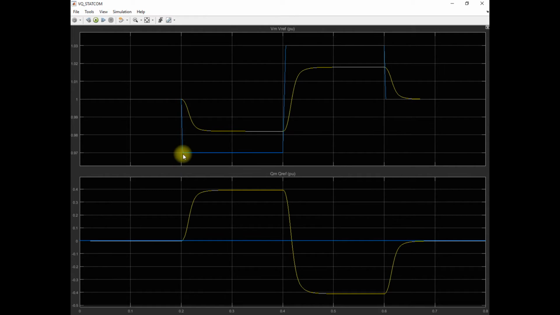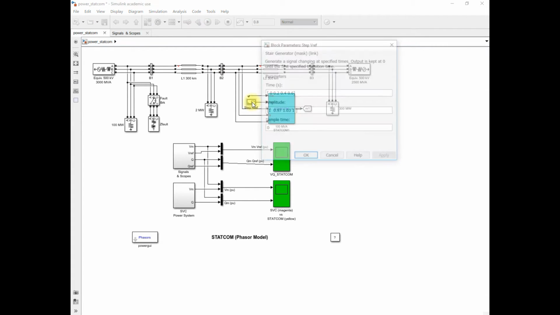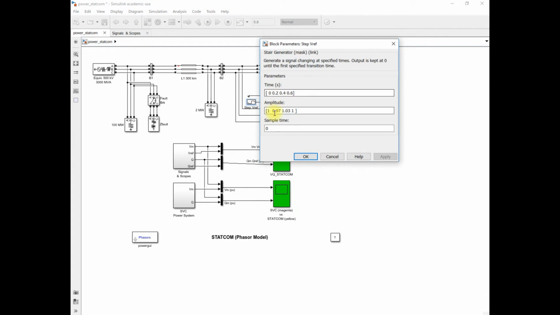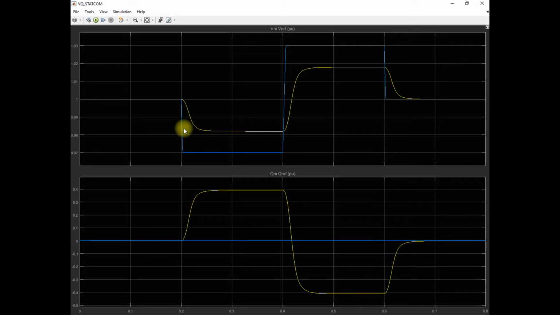This V reference is set, as you know, in the model here, at 0.2 seconds to 0.97 per unit. Based on the V reference, this STATCOM injects or absorbs reactive power. As the V reference is changed, the actual voltage at bus B2 also changes, because the STATCOM follows the V reference, since we operate the STATCOM in the voltage regulation mode.